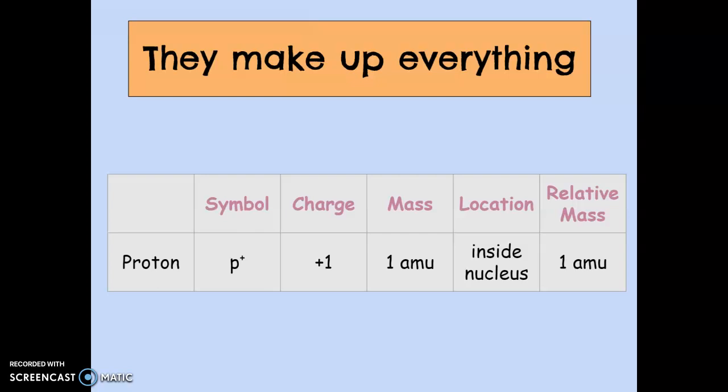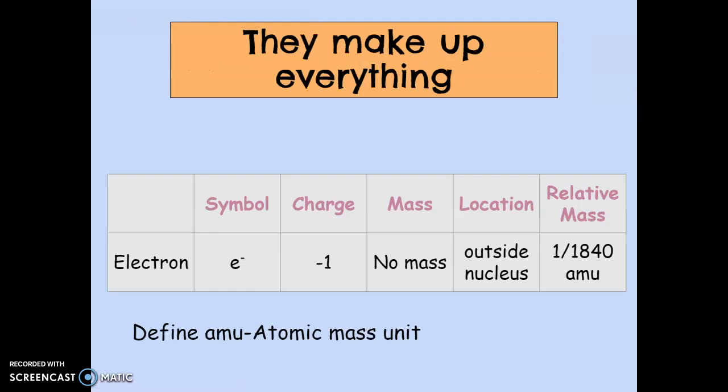So the proton, P plus symbol, its charge is +1. Its mass is 1 AMU, or an atomic mass unit, and it's located inside the nucleus. So we've got those positive protons inside the nucleus. Our protons tell us the identity of the element, and in a neutral atom, it also tells us the number of electrons. Our neutrons, that symbol is N with the 0, no charge because it's neutral, also 1 AMU, and also located inside the nucleus. And again, AMU is an atomic mass unit.